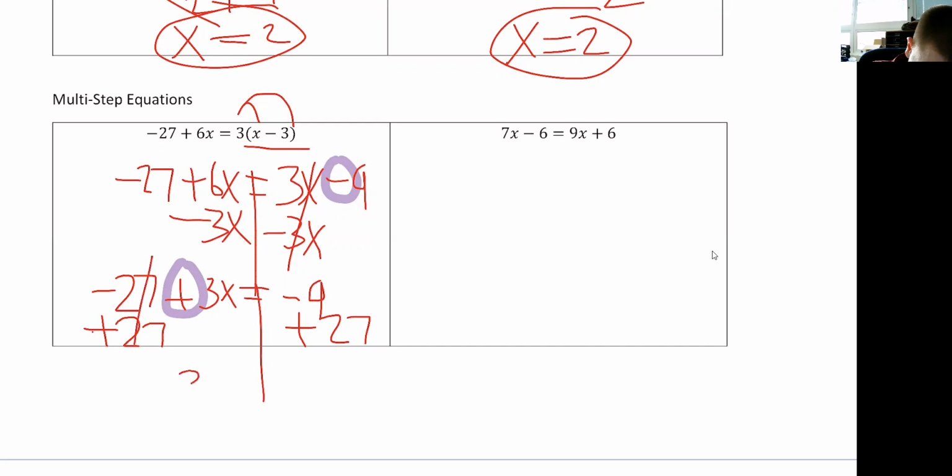So if you bring this down, you're just going to have 3x. Negative 9 plus 27, that's going to be positive 18. Remember, this is 3 times x, so you're going to divide. You'll get x equals 6.